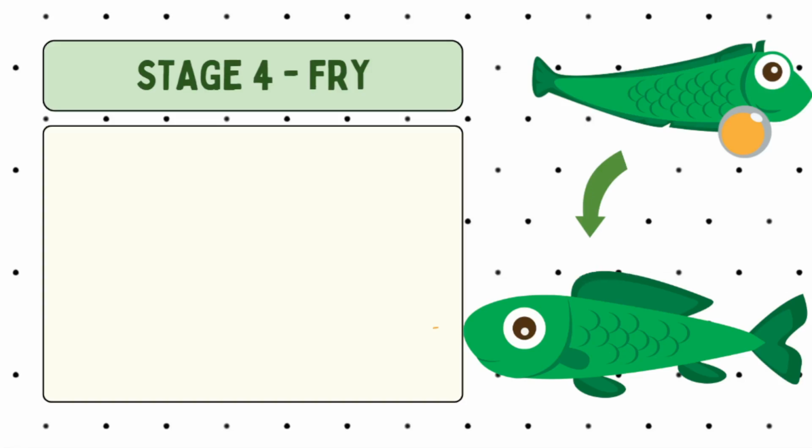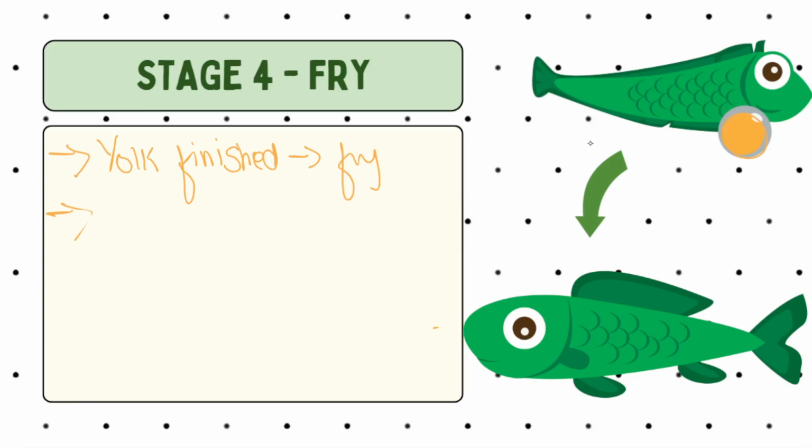Fourth stage is fry. After this egg, this yolk part gets finished. It forms a fry. Okay. When this yolk is finished, what forms? Fry.